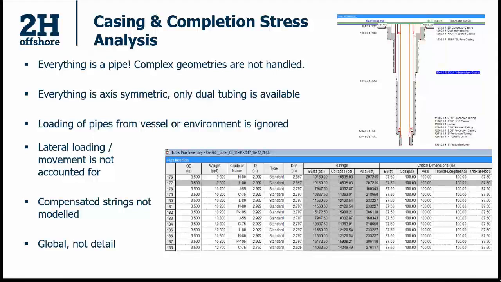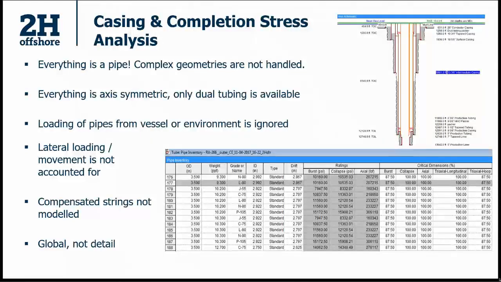Loading of any pipes from the vessel or environment is ignored. It's purely a well simulator, so we're talking about changes in pressure and temperature. That's what makes the load case. There's no option there to put in any vessel loading. Any lateral movement is not allowed. It shows axial expansion and contraction, but lateral loading is not accounted for.